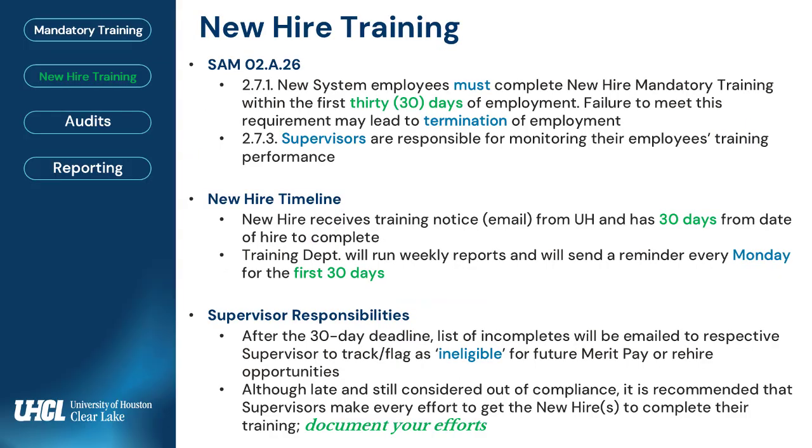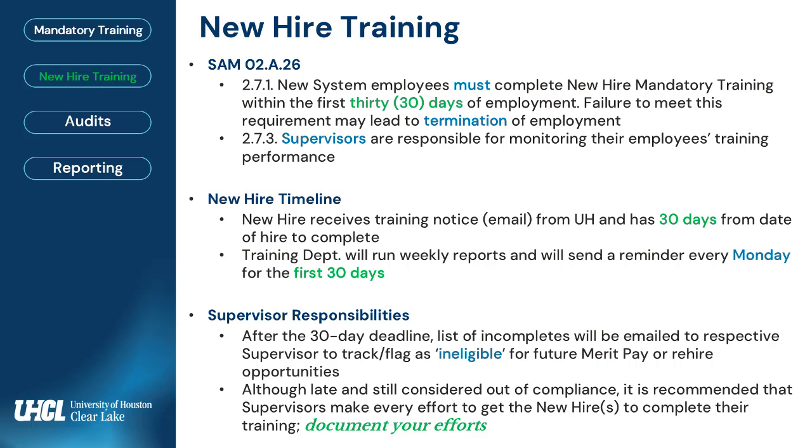Again, SAM 02.A.26 states new system employees must complete new hire mandatory training within their first 30 days of employment. Failure to meet this requirement may lead to termination of employment. It also states that supervisors are responsible for monitoring their employees' training performance. This is a critical step and we need your help in keeping with compliance.